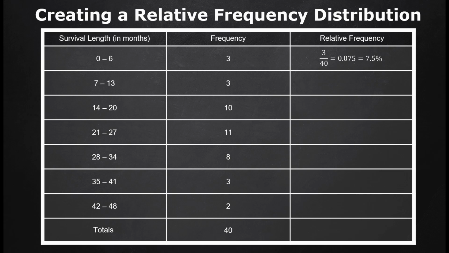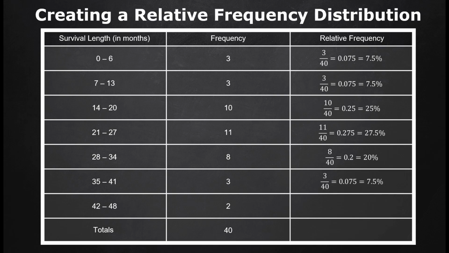Okay. The next class is also a 3, so it's going to be the exact same thing: 0.075 or 7.5%. The third class is 10 divided by 40, which is a quarter, 0.25 or 25%. So we do the exact same thing for the rest of the classes in our frequency table, and then we find all of the relative frequencies.